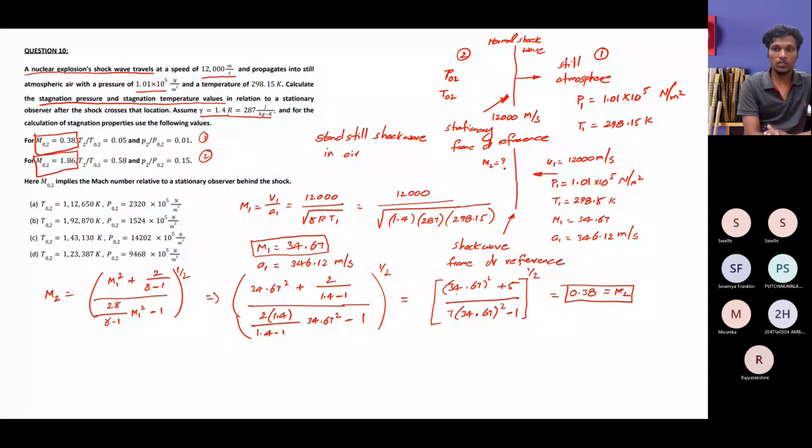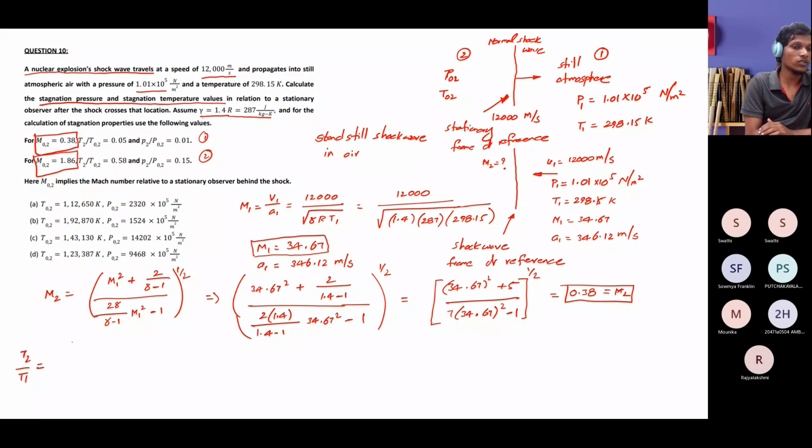In this shockwave frame of reference, we just calculated the Mach number downstream of the shockwave. Now we need to calculate the velocity of the flow downstream of the shockwave. For that, we need the temperature T2. So how can we find this temperature T2 using the shockwave relations? We can use a particular relation of the normal shockwave, that is T2 by T1.